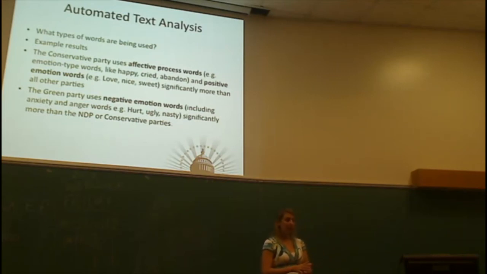The Green Party used more negative emotion words, including anxiety and anger words like hurt or ugly or nasty. They used significantly more of those than the NDP or the Conservative parties, which were down on the conservative end. We looked at environmental words and family words, a lot of other things that you might have expected to see, and we didn't get many other significant results, but this was sort of interesting in thinking about what's the type of language that these parties are using for their message.